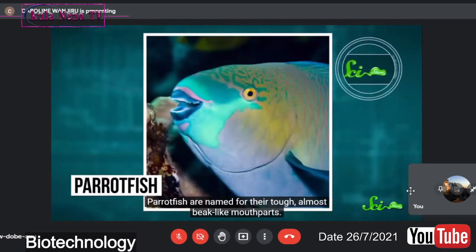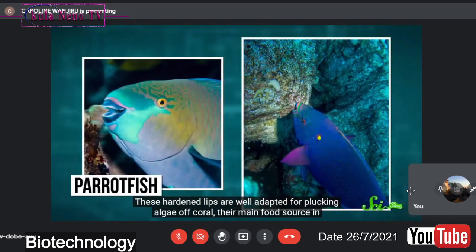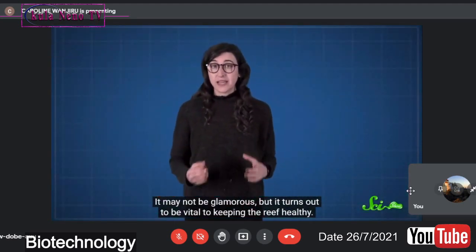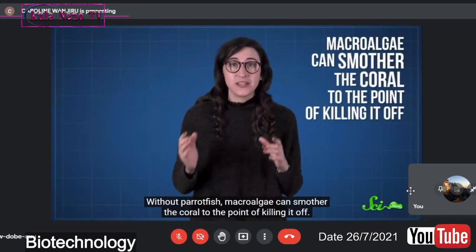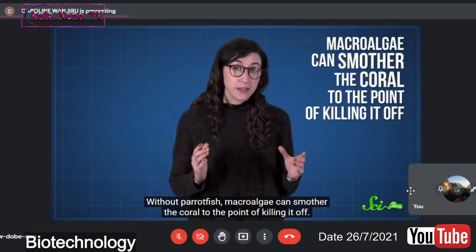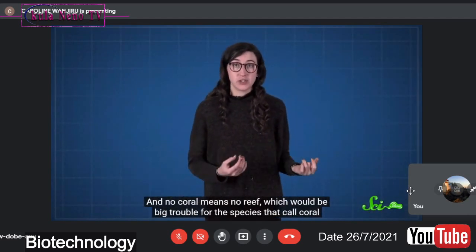Parrotfish are named for their tough, almost beak-like mouth parts. These hardened lips are well adapted for plucking algae off coral, their main food source in their warm reef environment. It might not be glamorous, but it turns out to be vital to keeping the reef healthy. Without parrotfish, macroalgae can smother the coral to the point of killing it off. And no coral means no reef, which would be big trouble for the species that call coral reefs home.